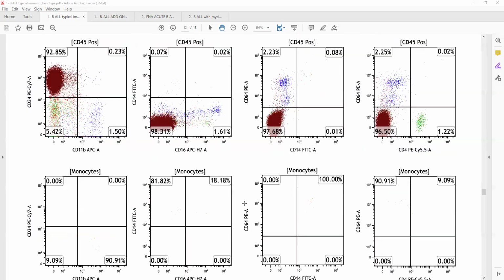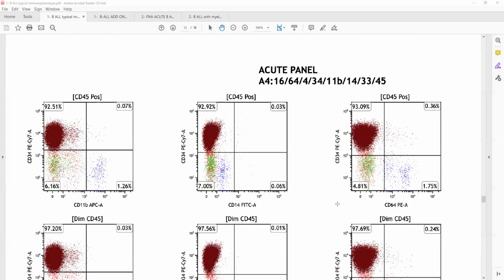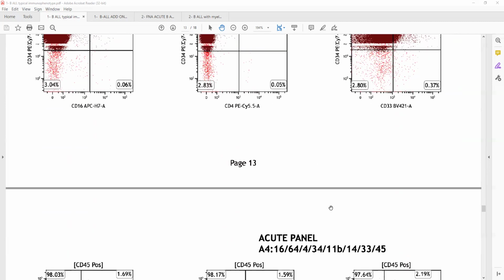And here we do have our monocytic tube. CD11b is negative, CD16 is negative, CD14 is negative, and CD4 is negative. CD64 is negative as well. So we don't have any expression of monocytic antigens.